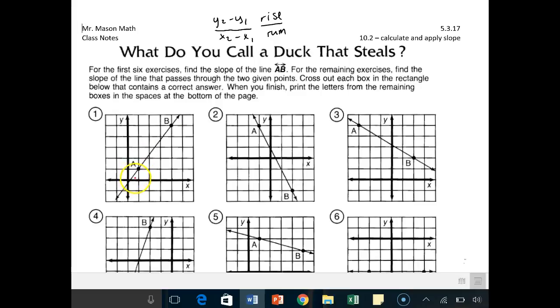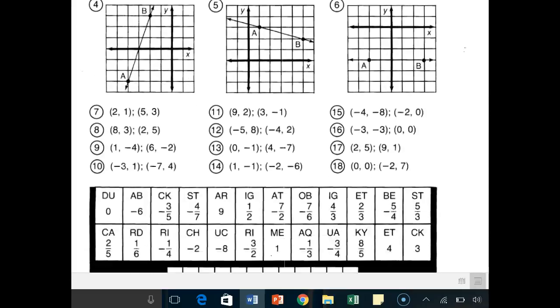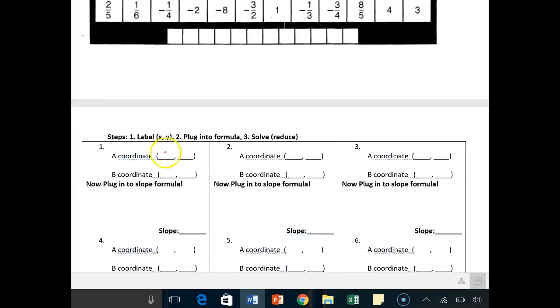So A, you have to say, again, I have to move left to right first, then up or down. So I move right 1 and then up positive 1. So it's 1, comma 1. And to get to B, I move right 1, 2, 3, 4, and up 1, 2, 3, 4, 5. So 4, comma 5. Left to right, up or down.